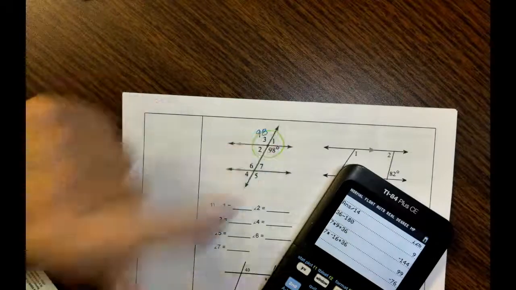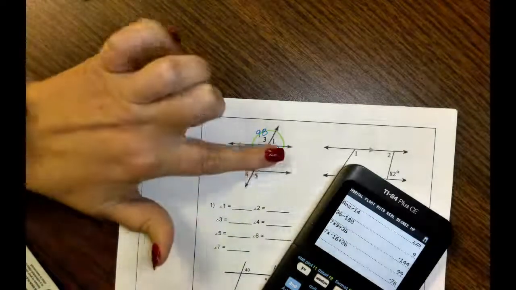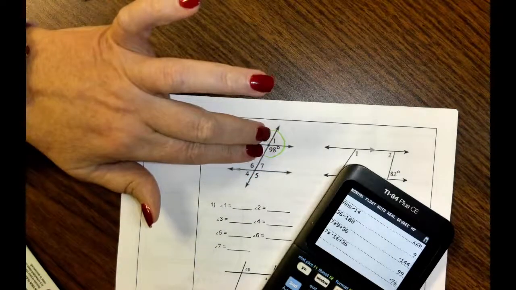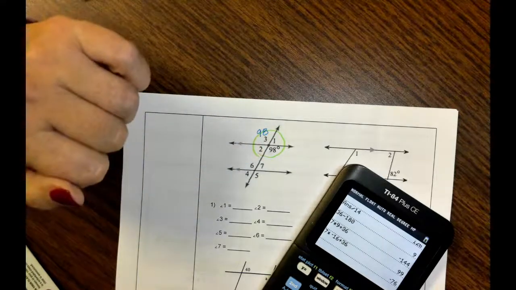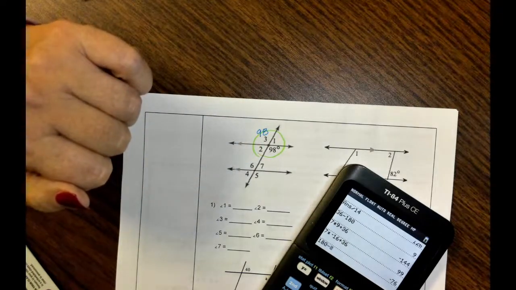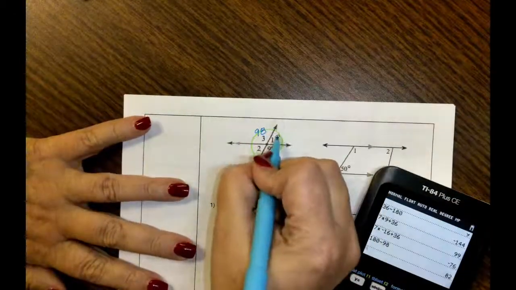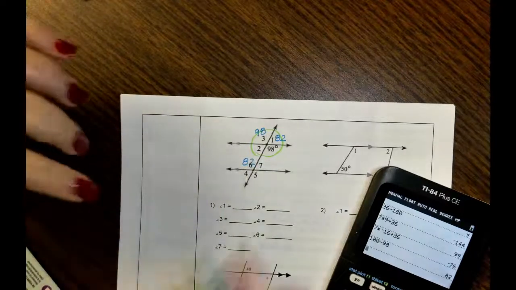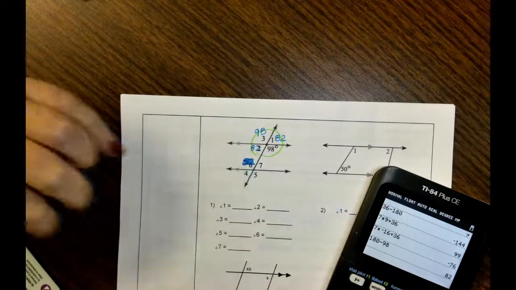Now angle 1 and angle 2. Angle 1 and angle 2 are equal to each other, but they are not a linear pair. If you look, angle 1 and angle 3 are a linear pair. This angle 1 and that 98 degree angle are a linear pair. So you can take 180 minus 98, and you get that 82. So angle 1 is 82. Now, that's not 82. Put it in the wrong place.